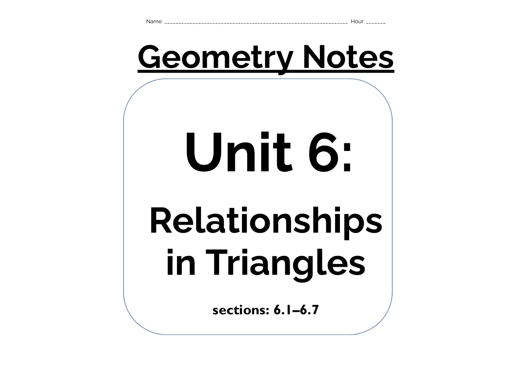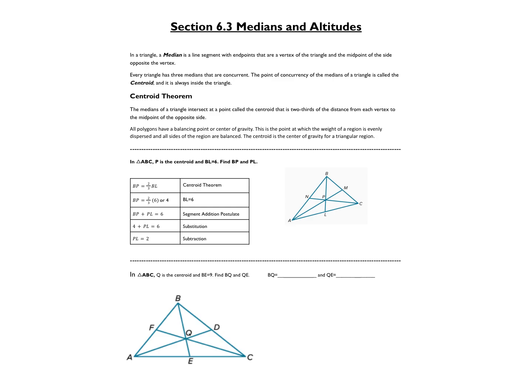All right, today we are going to be moving on in Unit 6 to Lesson 6.3, and we'll be talking about medians and altitudes of a triangle. So in a triangle, a median is a line segment with endpoints that are a vertex of the triangle and the midpoint of the side that's opposite the vertex. So every triangle has three medians that are concurrent, and the point of concurrency of the medians of a triangle is called the centroid, and the centroid is always inside the triangle.